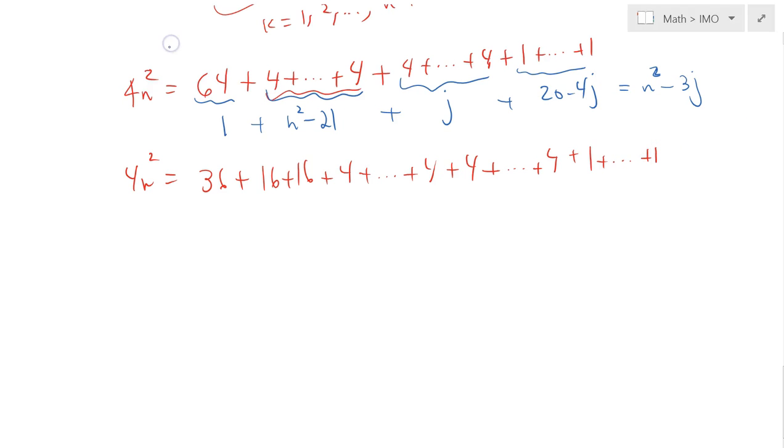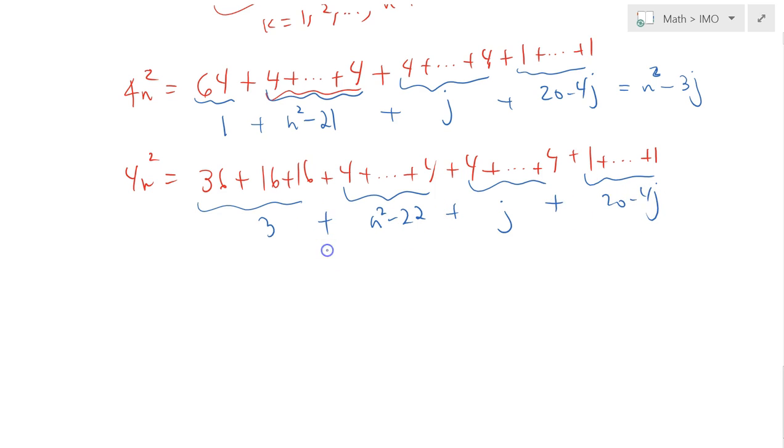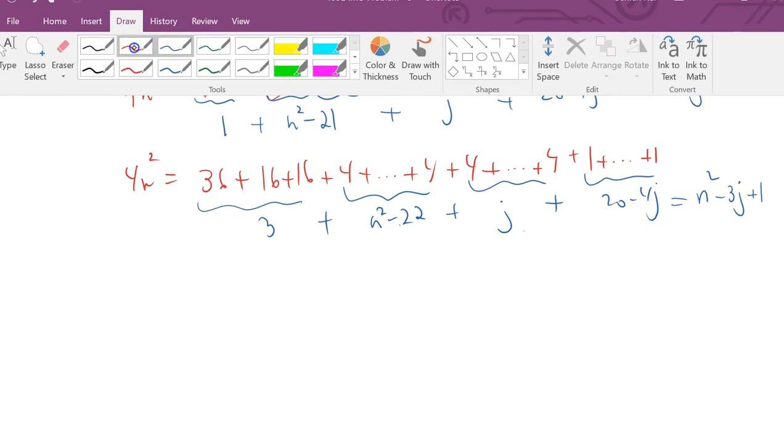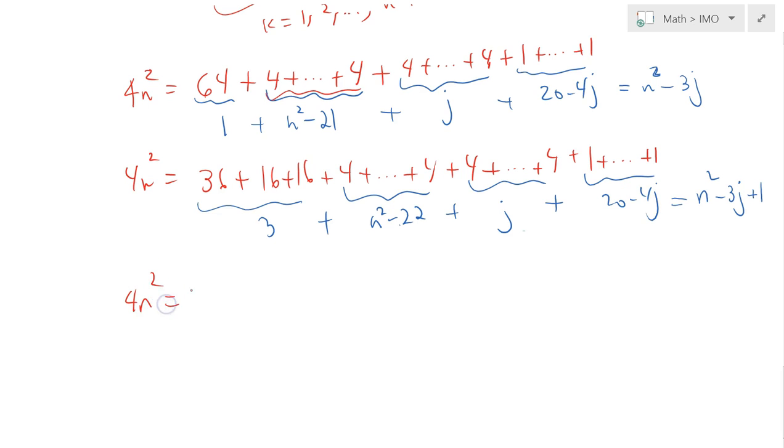Okay, so how many of each one? We have obviously 1 here, 2 here, so far we have 3 here. And here I have n squared minus 22 of them. Here I have j of them, and here I have 20 minus 4j of them. If I add these, in total how many squares do I have? N squared, again, minus 3j, but this time I have minus 2 plus 3, oh, plus 1. So that's pretty nice. And you guys are probably already figuring out what's going on.